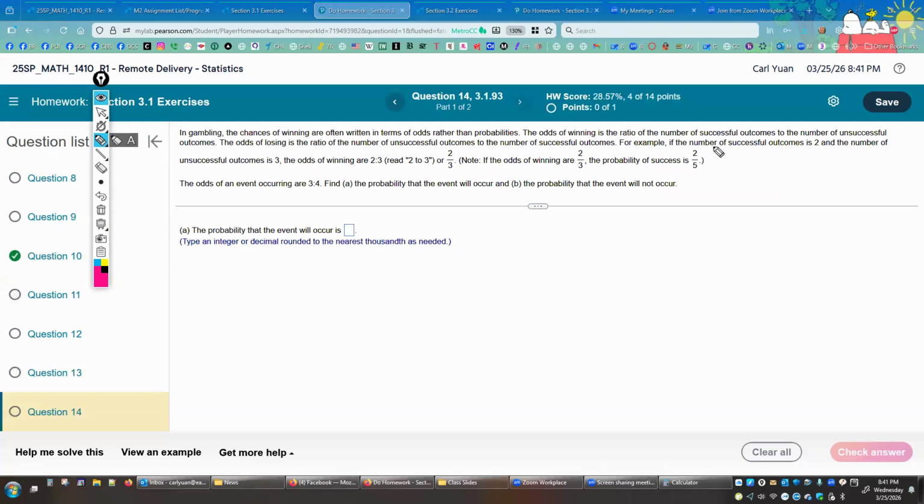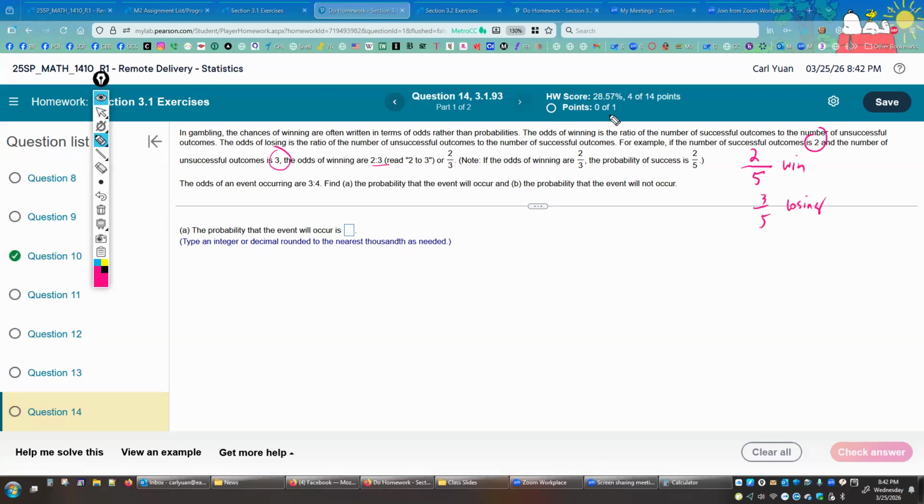So for example, if the number of successful outcomes is 2 and the number of unsuccessful outcomes is 3, so let's say you are drawing one of 5 numbers, and 2 are winning numbers, the other 3 are losing numbers, then your odds of winning would be 2 to 3. So if you ever wonder what that means, if you ever watch sports, they give you the betting line, then that means there are actually 5 possibilities, and 2 of them are winning, and 3 out of 5 are losing.